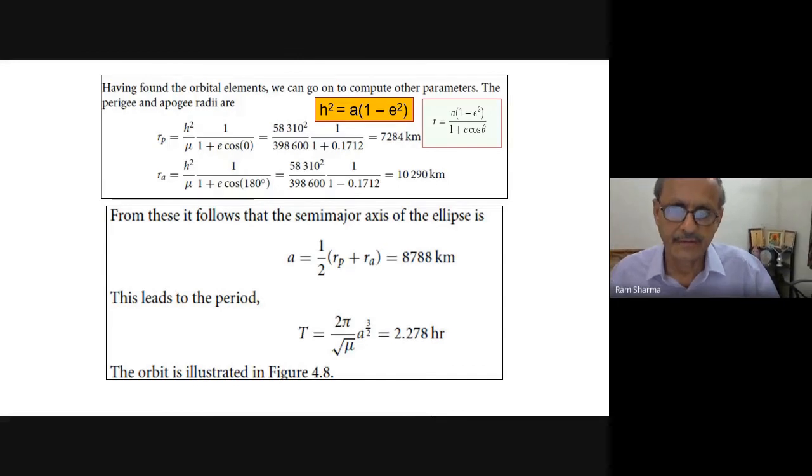And the period, by Kepler's third law, is 2 pi a raised to 3 by 2 divided by the square root of mu. That will come in seconds, and then you can convert it to minutes or hours, but the answer will come in seconds.